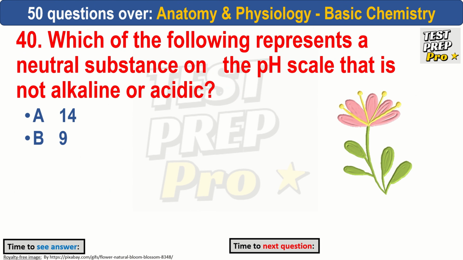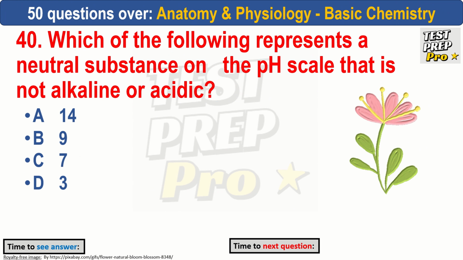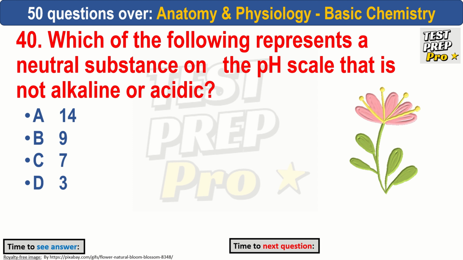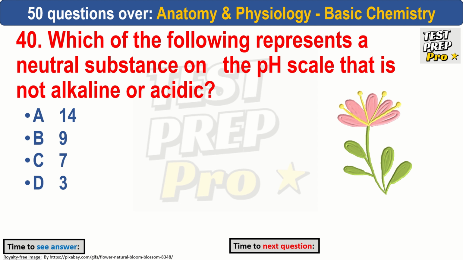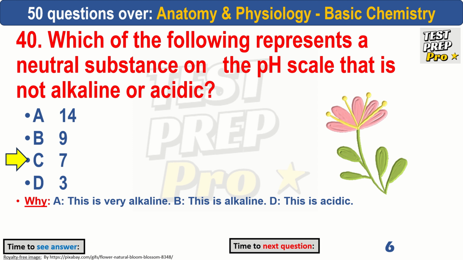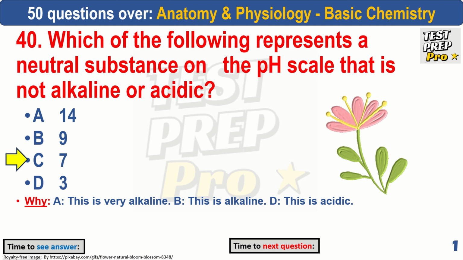Which of the following represents a neutral substance on the pH scale that is not alkaline or acidic? Option A, 14. Option B, 9. Option C, 7. Or option D, 3. The answer is option C, 7. So right at the middle of the scale, it's 7 on the pH scale, and 7 is neutral for the overall charge.